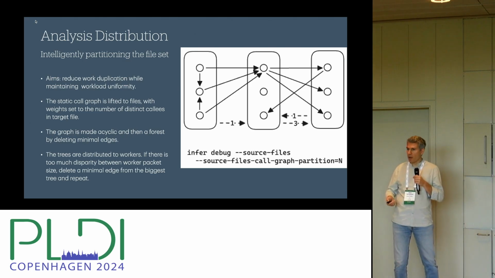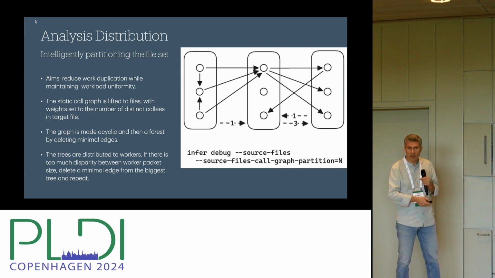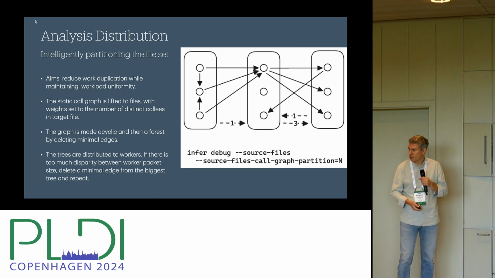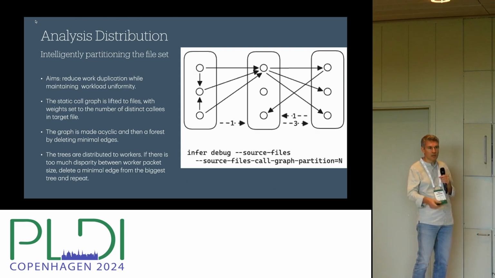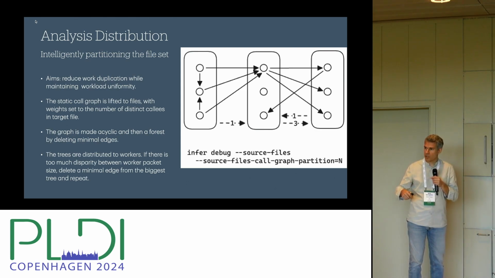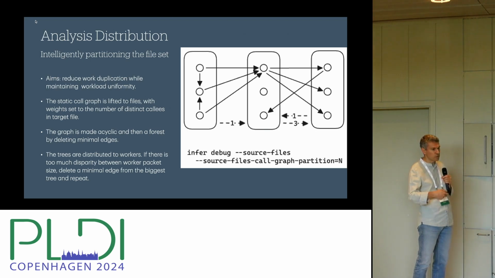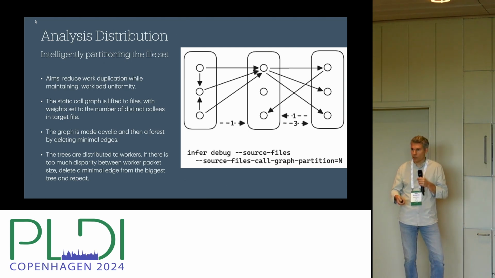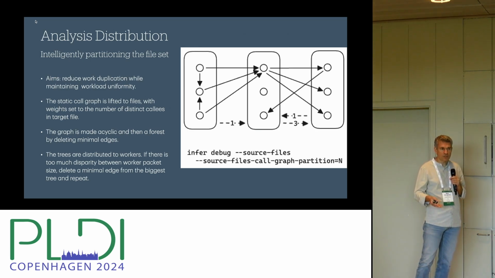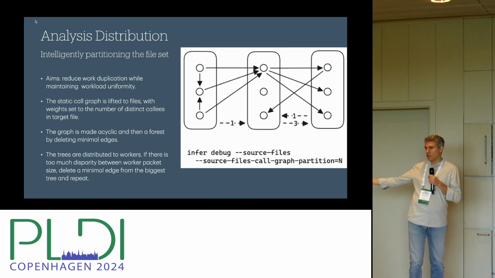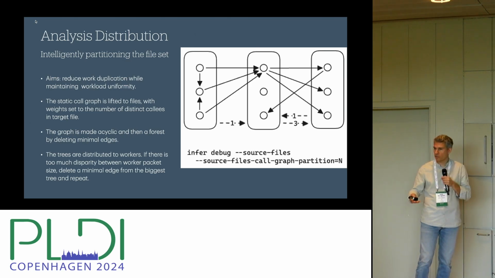Okay, so we build this graph, and then we, of course, we're going to end up with cycles, right? Because we lift up to file level. So the first thing we do is we make that acyclic by deleting minimal edges. And then we do a sort of spanning forest computation, again, by deleting minimal edges. And then essentially we have a set of trees, and we try to distribute these trees in the workers that we have. So each worker will end up with a set of trees to analyze.